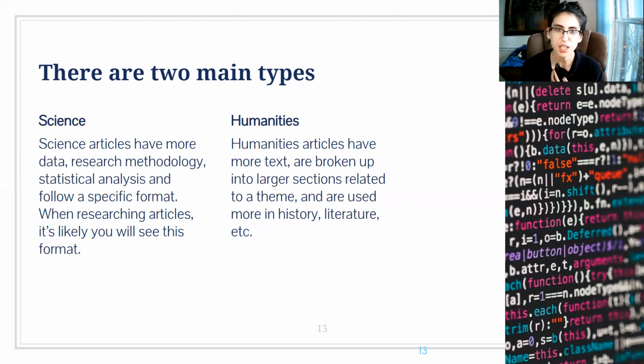But the other type is going to be a humanities article. So these articles have a lot more text that is broken up into larger sections, like a theme, and these are used more often in history and literature fields.